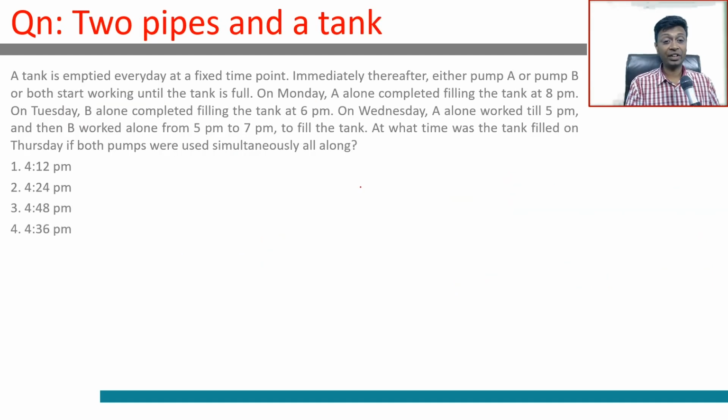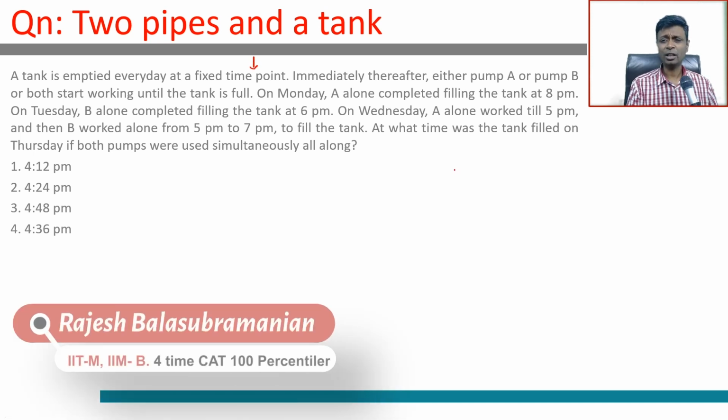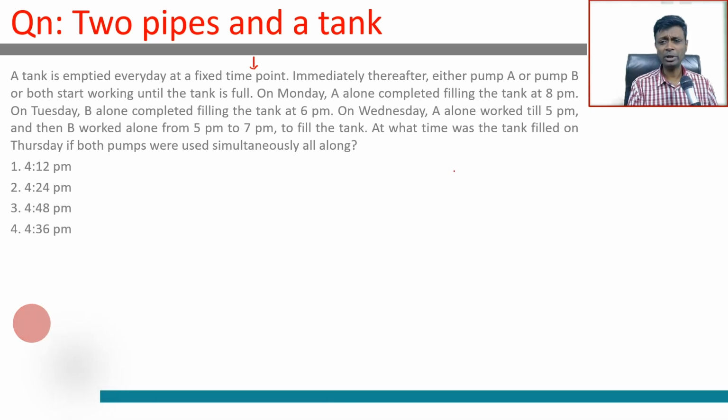A tank is emptied every day at a fixed time point. Immediately thereafter, either pump A or pump B or both start working until the tank is full. On Monday, A alone completed filling the tank at 8 p.m. So let's say Monday, A works for n hours to fill the entire tank. On Tuesday, B alone completely filled the tank at 6 p.m. So n minus 2 hours. B has been open for 2 hours less than A.